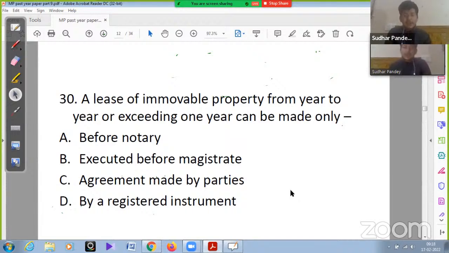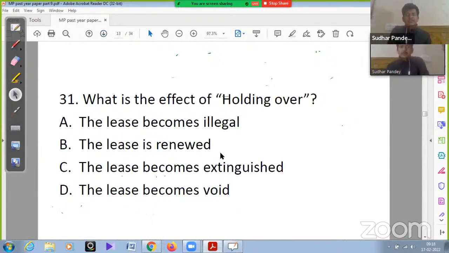A lease of immovable property from year to year or exceeding 1 year can be made only: A, before notary; B, executed before magistrate; C, agreement made by the parties; and D, by registered instrument. Question number 30. Its correct answer will be D, that is by registered instrument. Yes, D is the correct answer for 30.